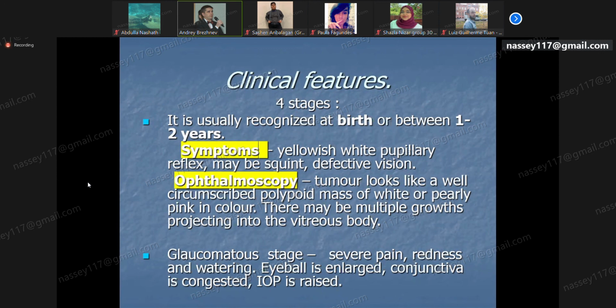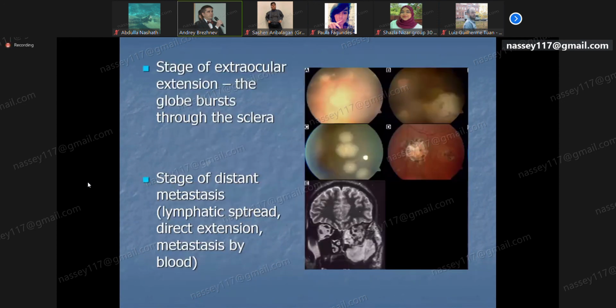The eyeball is enlarged due to the increased intraocular pressure. The conjunctiva is congested. I hope you remember from the previous lecture the symptoms of congenital glaucoma. So it's the same clinical picture, but you understand that the etiology is different, and of course, during the examination, we can find the presence of a tumor in the eyeball.